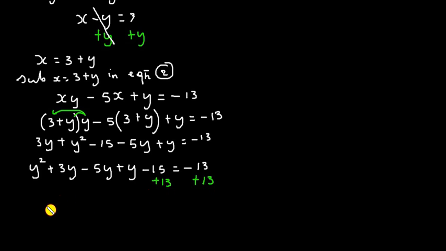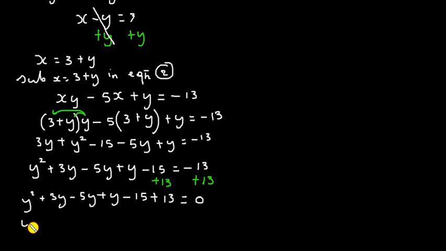Good. Let us continue. So here we have y squared plus 3y minus 5y plus y minus 15 plus 13 equal, minus 13 plus 13 will give us 0. Now, what do we do? We simplify. So let us do just that.